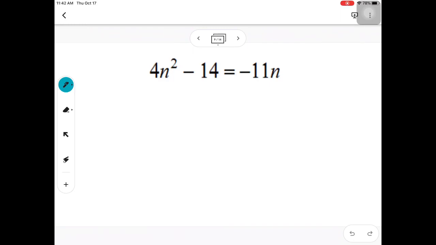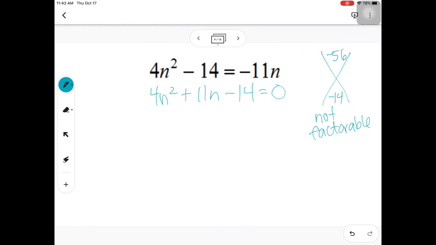Again, take a second and try to do this one, and then unpause it when you're ready to hear me talk about it. Okay, it is typically, like I said before, a good idea just to set it equal to 0, because 2 of our 3 methods want it equal to 0. And then again, I always try to factor. So 4 times 14 gives me negative 56, and I'm adding to negative 14. If you go through all your numbers there, this is not factorable. It is what we call prime because you can't break it down. And so we now have to go ahead and use the quadratic formula.